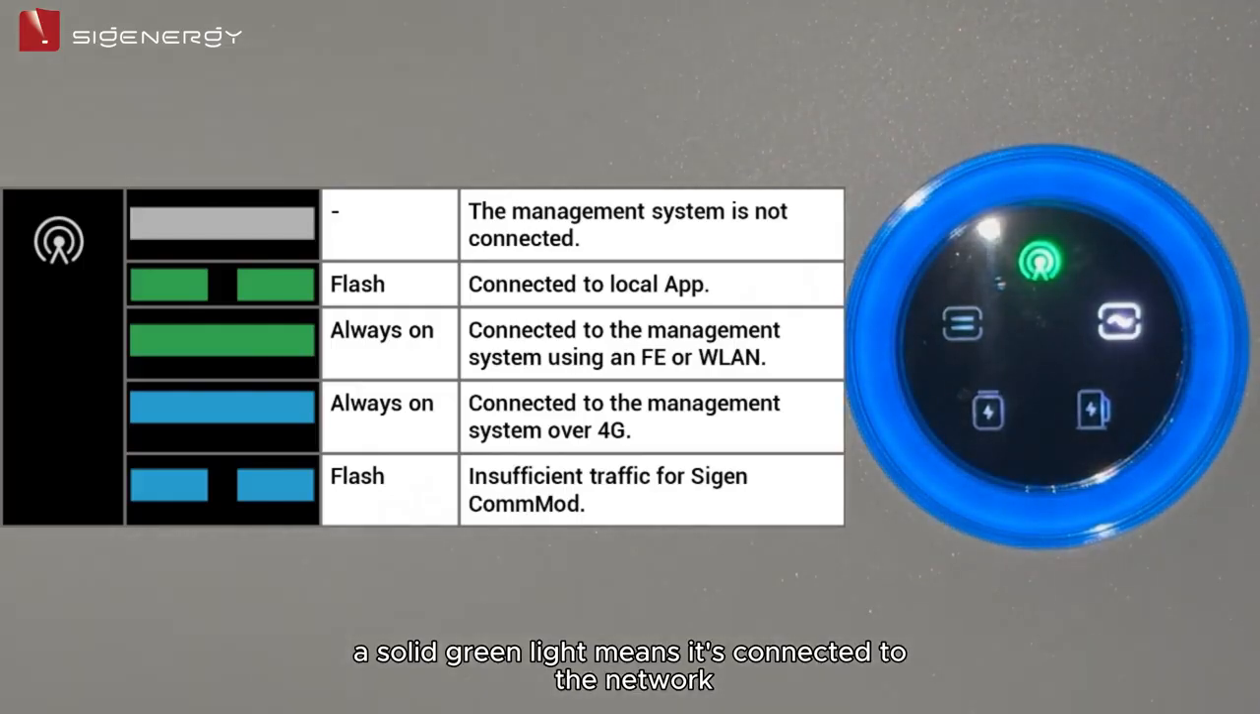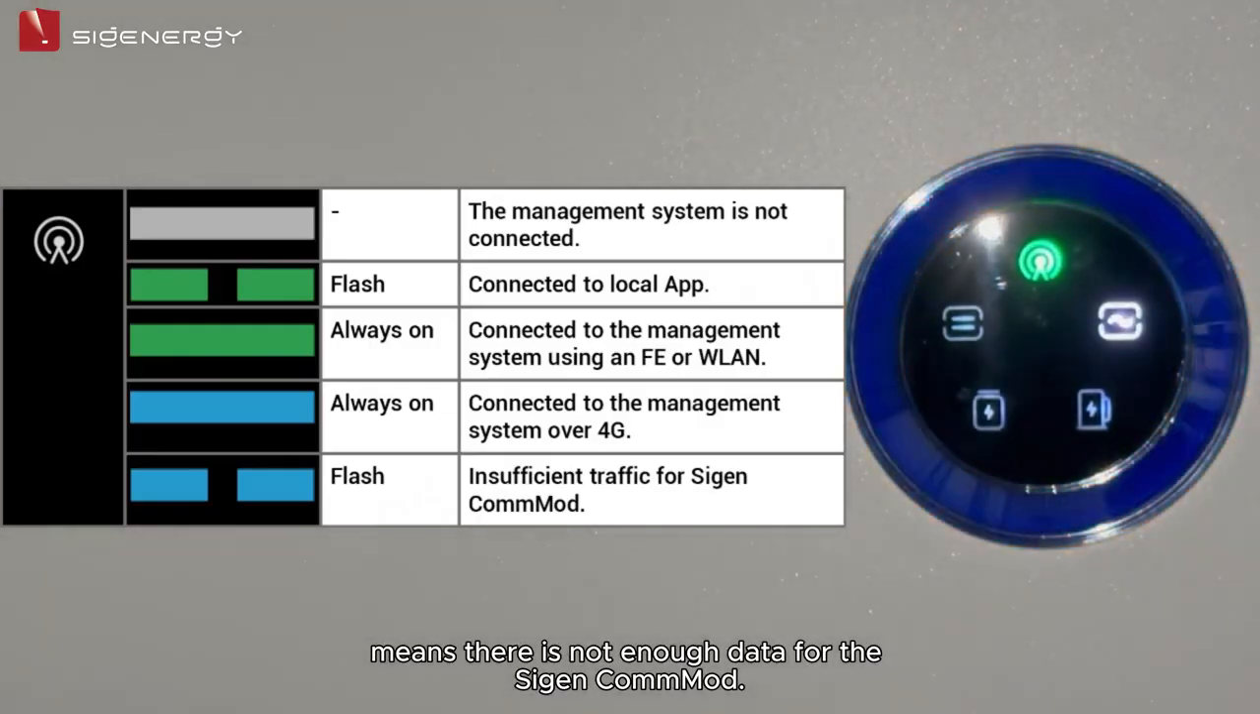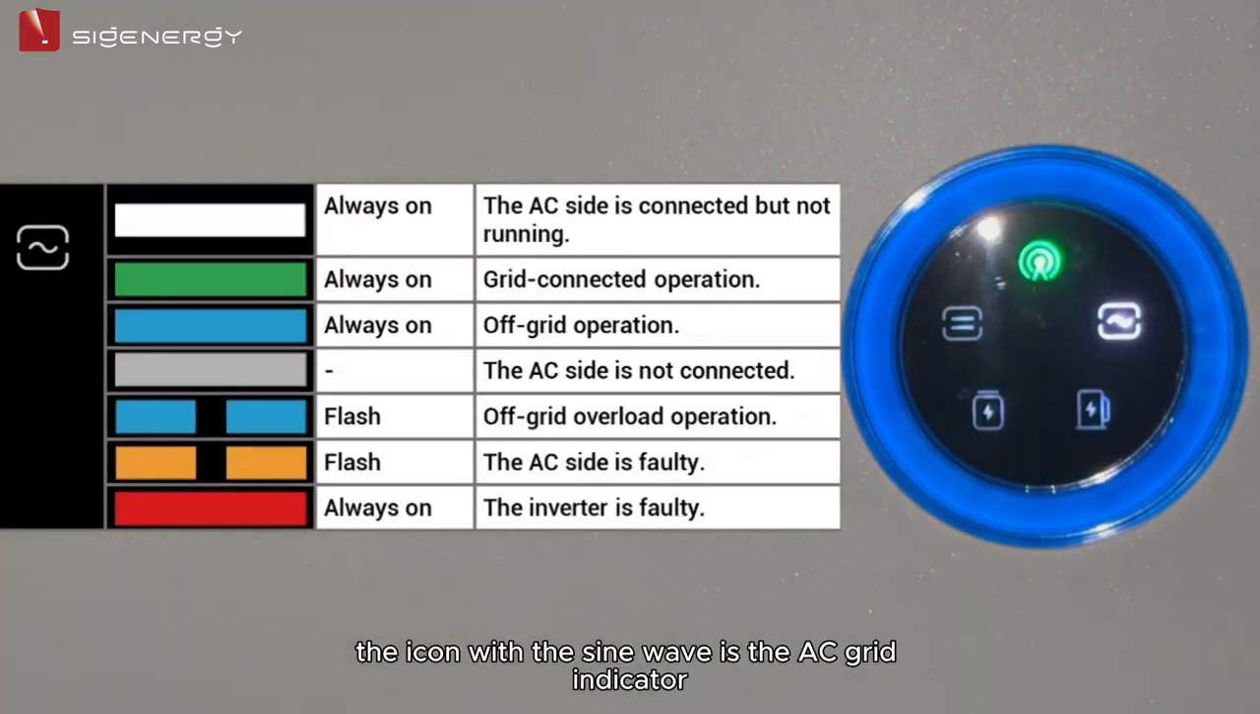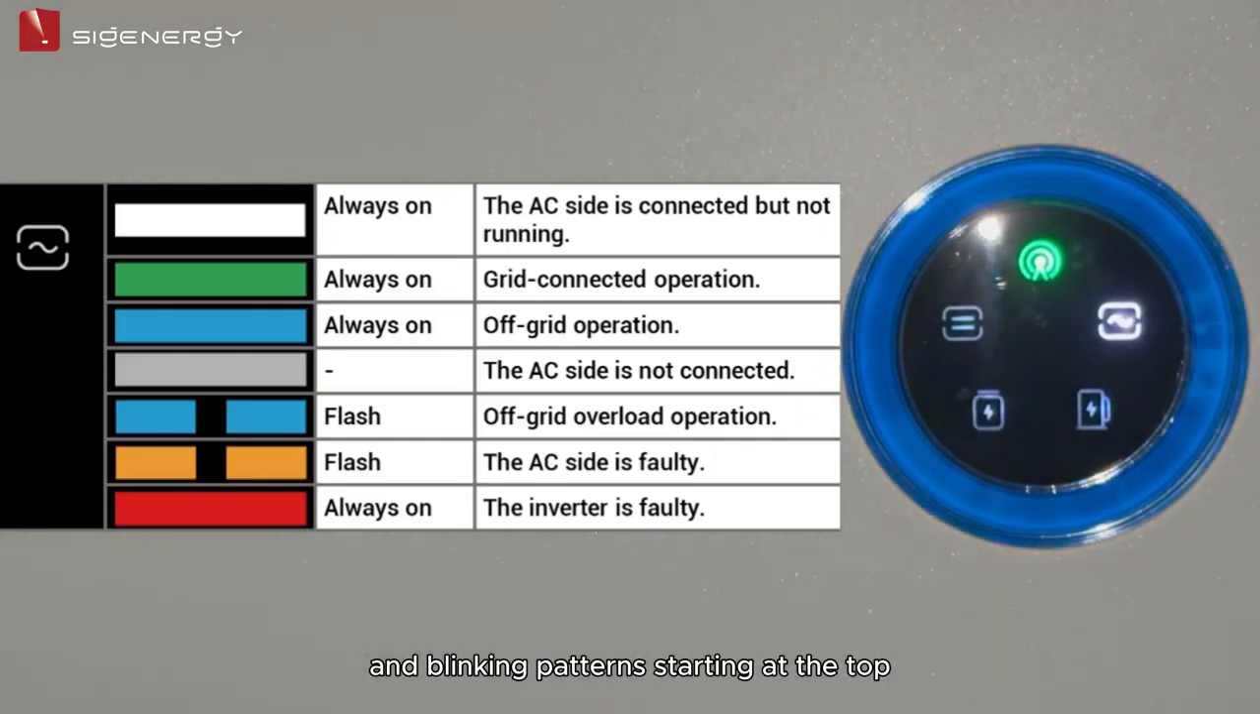A solid green light means it's connected to the network. A solid blue light means it's connected to the 4G network. A flashing blue means there is not enough data for the Sigen call mod. The icon with the sine wave is the AC grid indicator. You'll notice that there are 7 different states using 5 colors and blinking patterns.